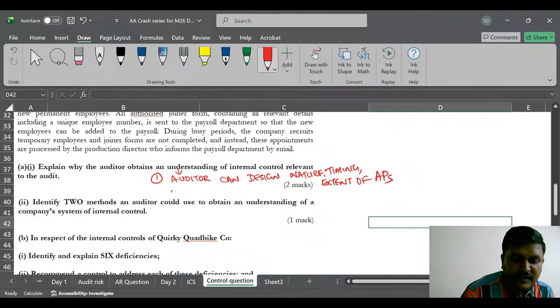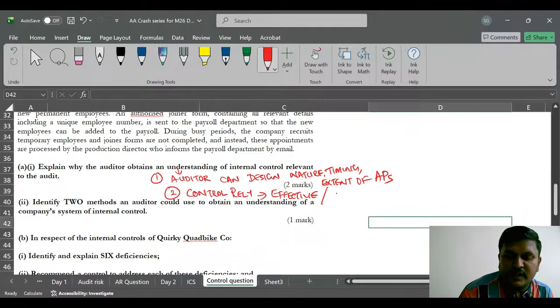Second thing, they can either go for a control reliance strategy based on this, if the controls are operating effectively, or they can consider a substantive approach. They can go for a substantive approach if the controls are not reliable.